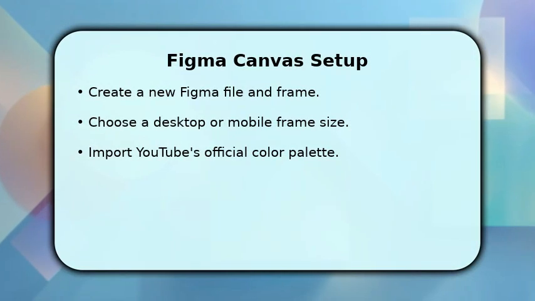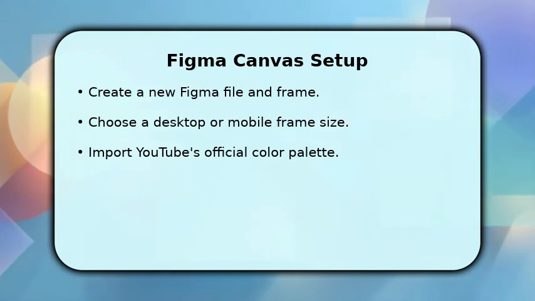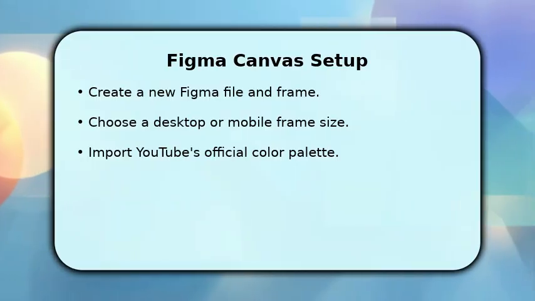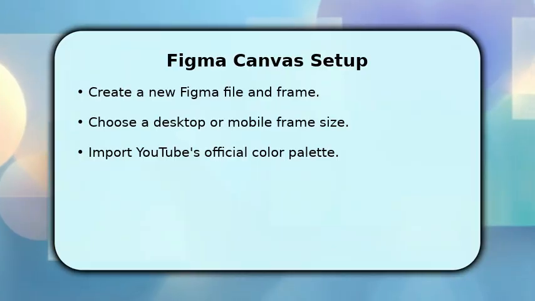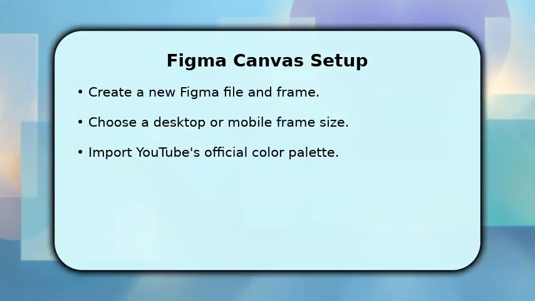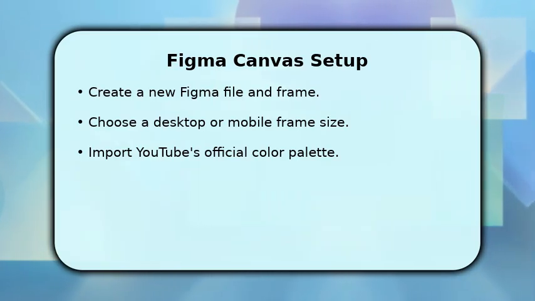Next, let's set up your Figma canvas. Start by creating a new file and adding a frame, perhaps a desktop size of 1920 by 1080 pixels. Import YouTube's brand colors and typography to maintain authenticity. Proper layer organization, using groups and naming conventions, will save you significant time during the design process.